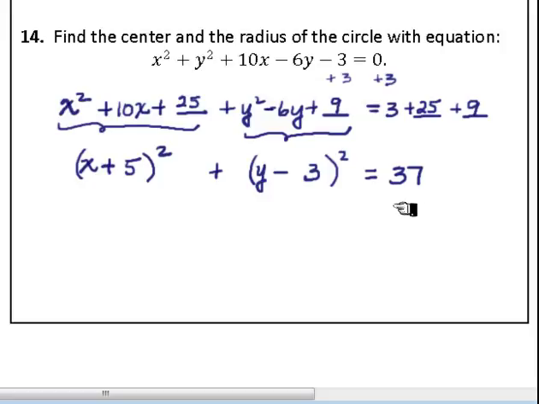And now we can easily read off the center and the radius. The center has x coordinate minus 5. It's always the opposite sign. And y coordinate positive 3. And the radius is the square root of 37.